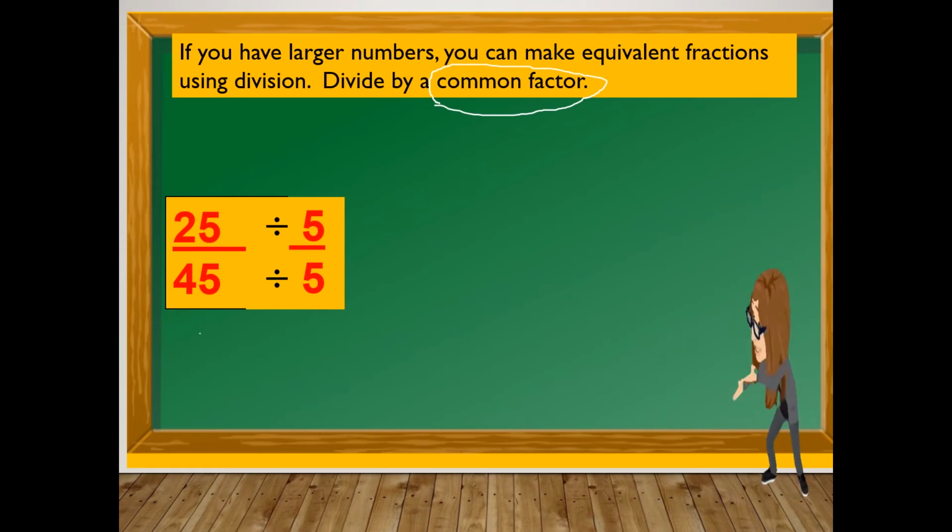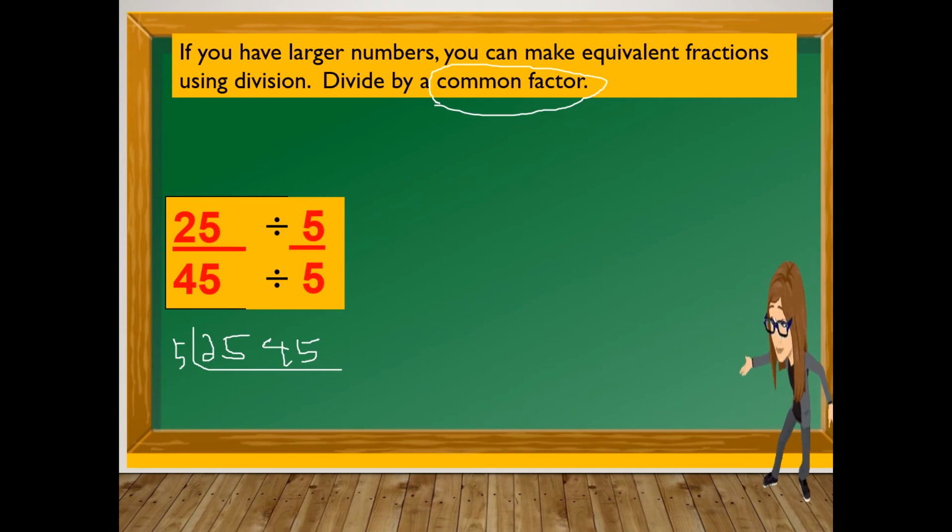So, we have 25 and 45. The common factor for these numbers is 5. 25 divided by 5 is 5. 45 divided by 5 is 9. So the GCF is 5. So that's why we use 5 as the divisor.